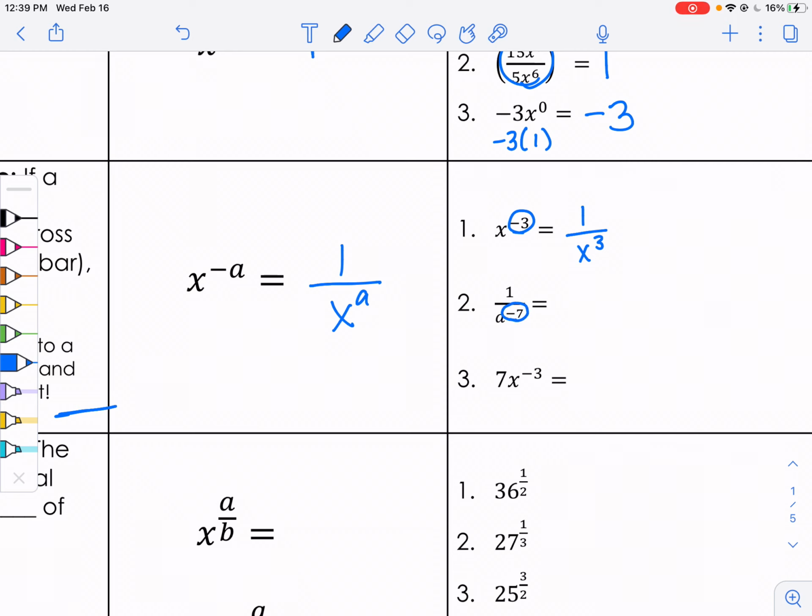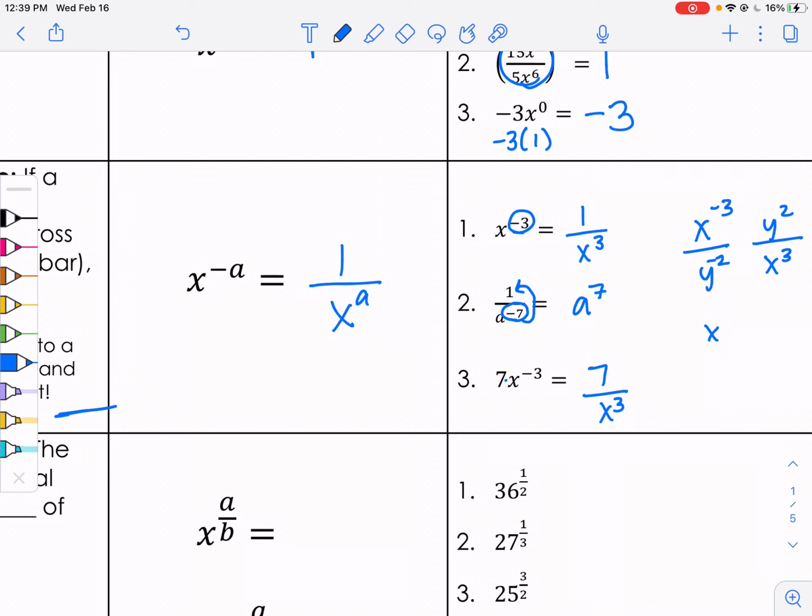If we have a -7 in the denominator, this term's going to move up there, so it's going to become a to the 7th. And then again, just like on the 0 on the last example, this is sort of times 7, right? Times 7 like that. So the 7 is going to stay on top, but the x to the power of 3 moves to the bottom. Right, so if we have something like this over this, then the y is moving to the top and becoming positive, x is moving to the bottom, becoming positive.